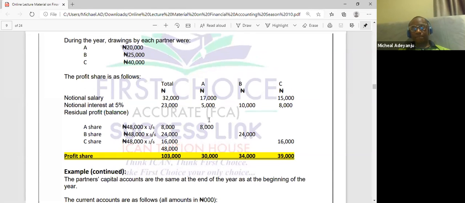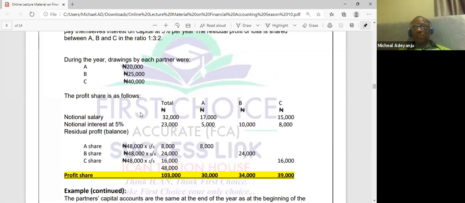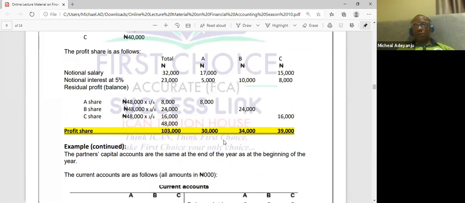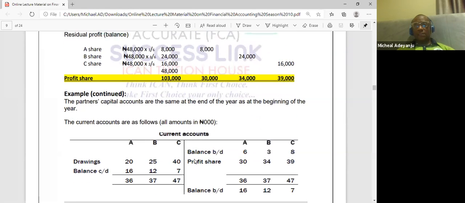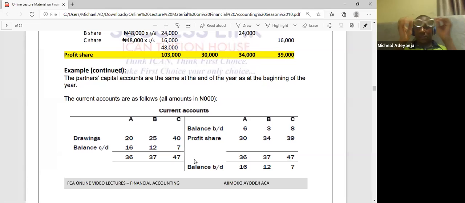Remember how we solve our notional salary, notional interest, and residual value. So straightforward, like the way we have always been solving it. And at the end of the day, for this question, A goes home with 30,000, B with 34,000, and C with 39,000. But note that there were drawings in the course of this year, which now leads us to open a current account itself.